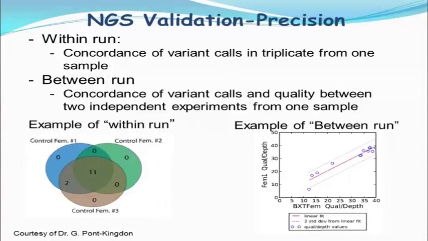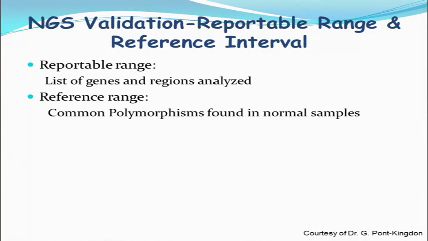And here is one of the samples showing within-run. One sample has been tested in triplicate. You check the concordance of the variants. You can see the majority of them are concordant. And here between-run is also showing good concordance. NGS validation also needs to provide a reportable range and reference interval. It will give you the list of genes and regions analyzed, and the reference range will be the common polymorphisms found in normal samples.